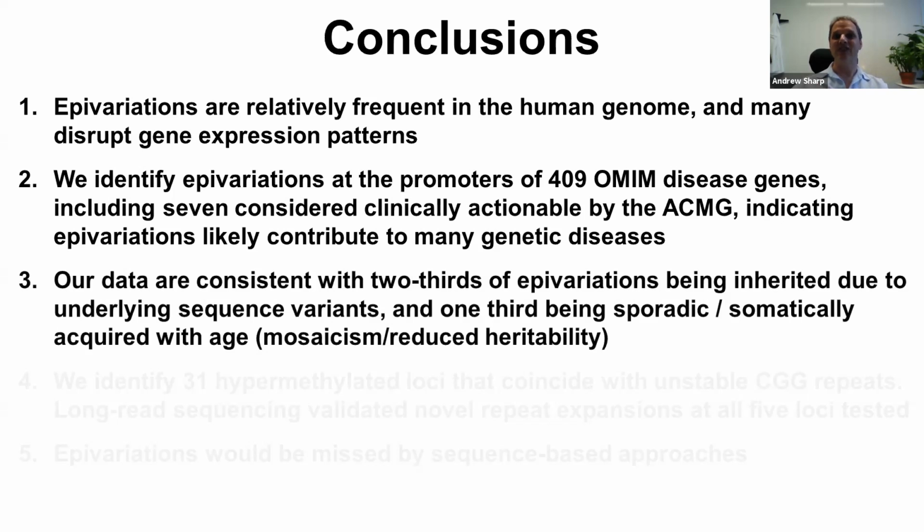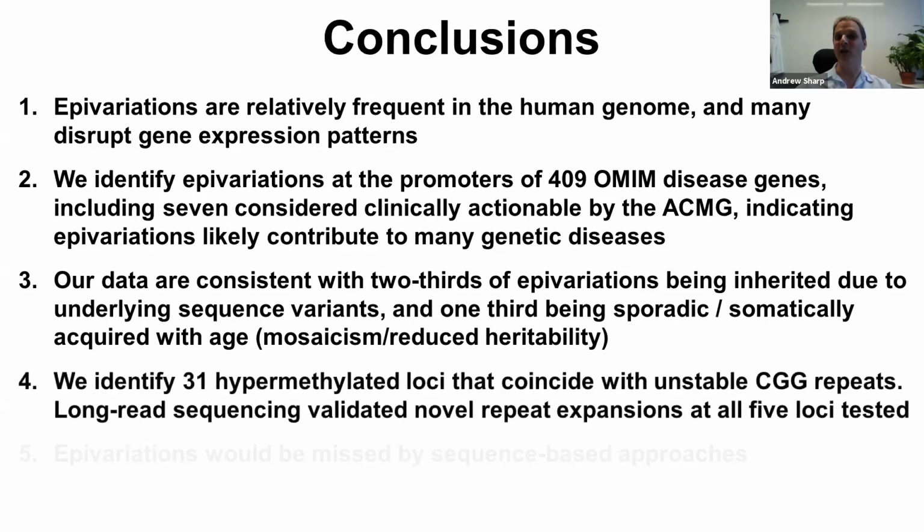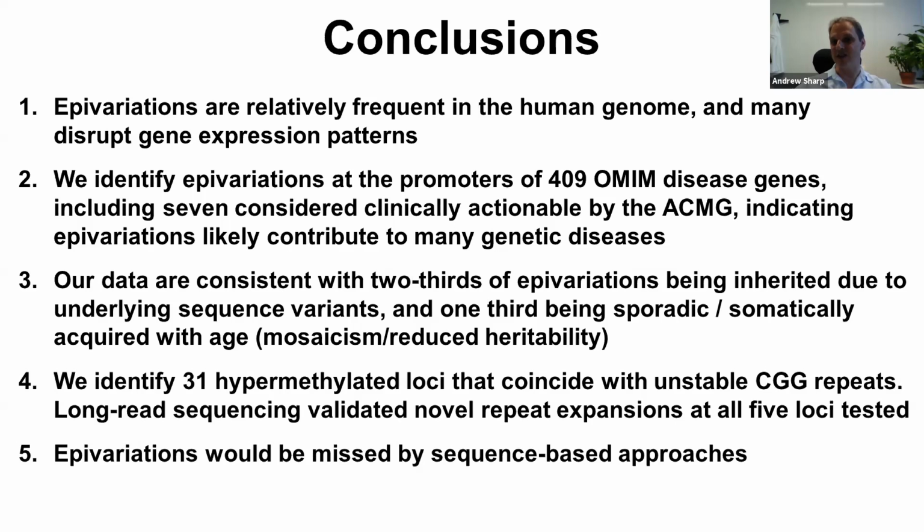Our data on mechanisms suggest that around 2/3 of epivariations are probably heritable and caused by underlying sequence variation, and 1/3 are either sporadic, that is primary, or somatically acquired events with age. We're finding lots of novel, unstable CGG repeat expansions in the genome. I'd just like to emphasize, if you're someone who's doing large-scale sequencing studies, you're not going to be finding these things. You need to be doing epigenome profiling to find them. You may find a random mutation in the genome and wonder what it's doing, but by layering epigenetic data like this on top, you can start to figure out some of these important events.